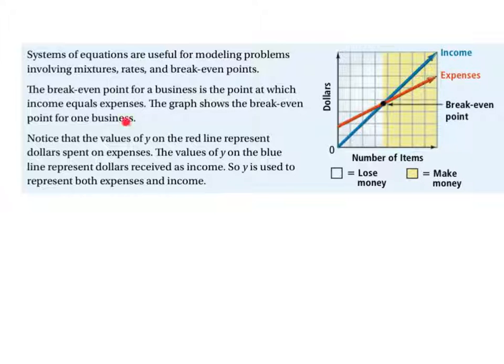The graph shows a break-even point for one business. If we take a look here, income is the money that they're bringing in, right? So obviously it starts at 0. When it crosses the expenses line, notice the expenses line does not start at 0. That's because that could be like your rent you pay at the beginning, right? And then when you buy products, your expenses go up, whatever you're selling.